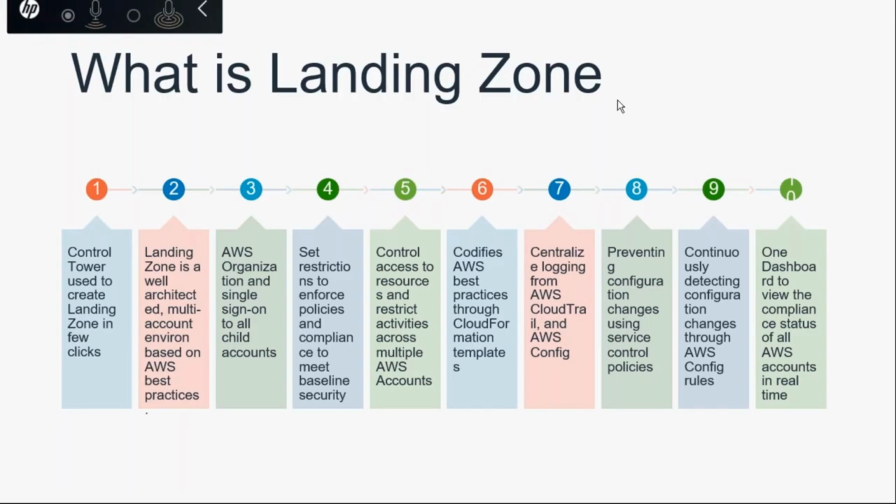Okay, so what does a landing zone do? A part of a landing zone is that it creates an organization. Everyone knows what an AWS organization is, right? To get consolidated billing, or to get centralized account and centralized access, we create an organization. So while creating a landing zone, it will create an AWS organization. Under an organization, you will have multiple accounts.